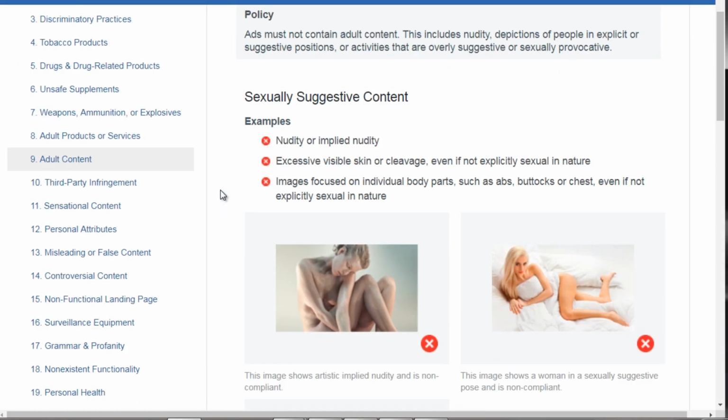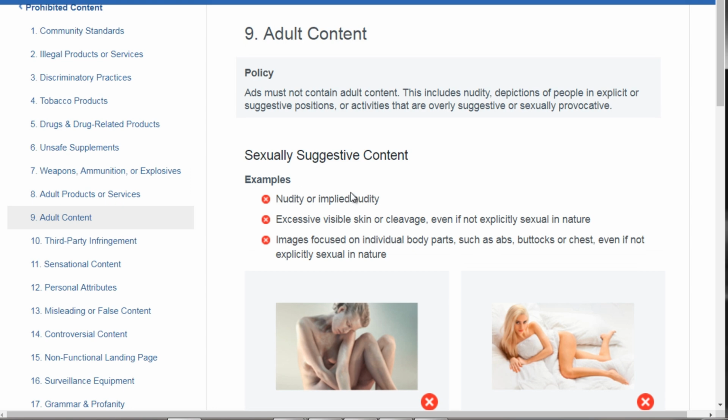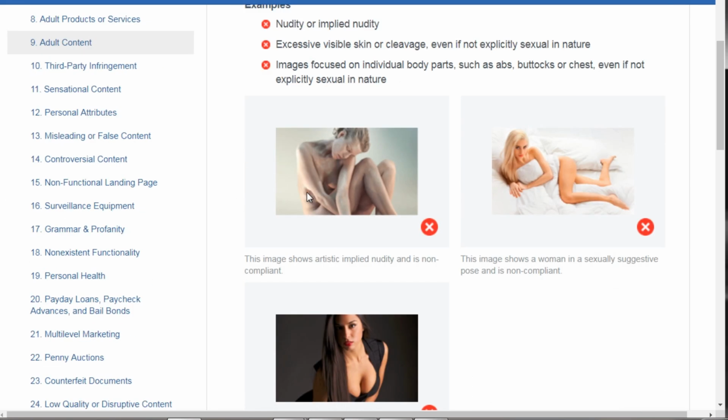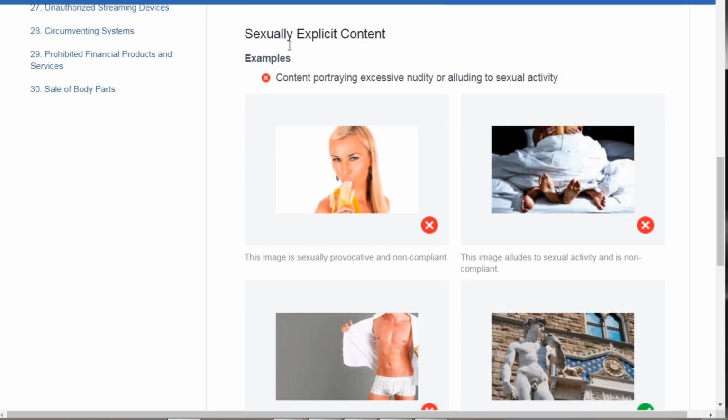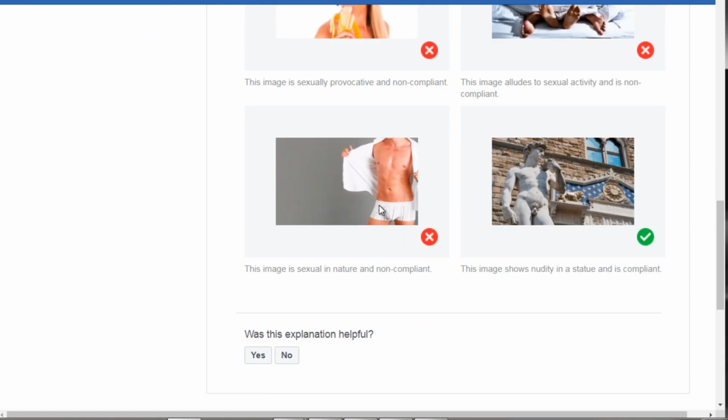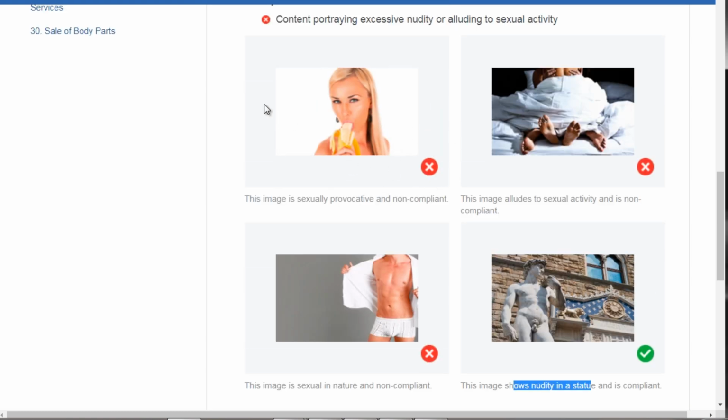They definitely do not like nudity, implied nudity. They don't like anything that shows anything sexual in nature, abs, buttocks, chest. Even though it might not be offensive to you, it's definitely offensive to Facebook because they don't want to offend anyone. All right. Sexually explicit content. Even though it may not be nude, it's portraying excessive nudity like this. Just even a chest or even a statue. So the statue's okay. It's a statue, so that's fine. But real life sexuality or a sexual nature is not okay.